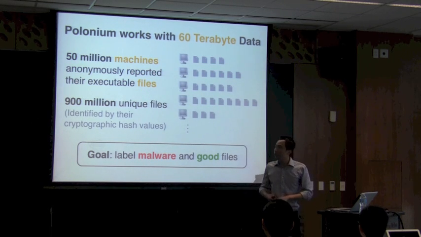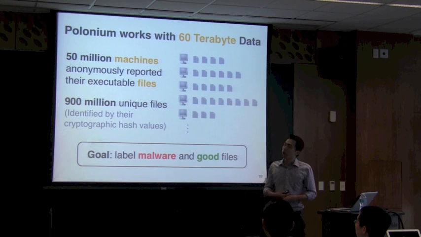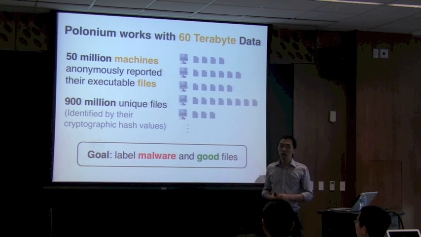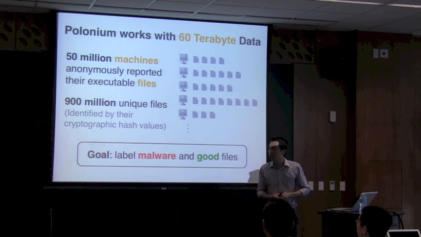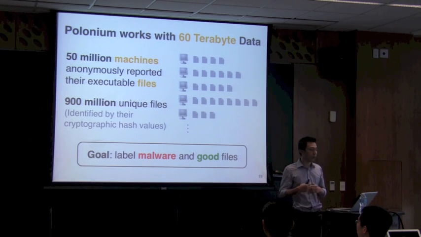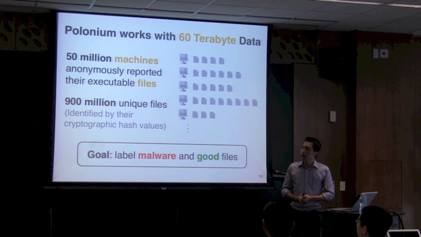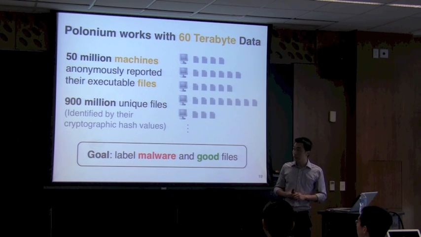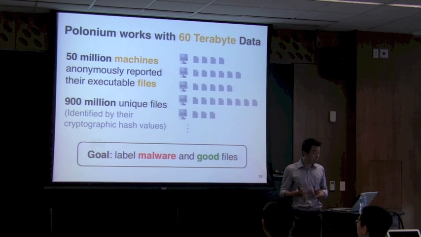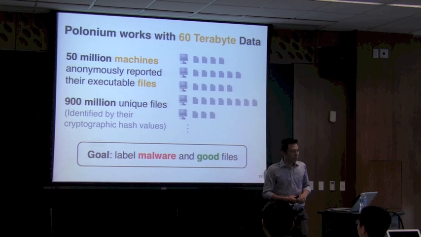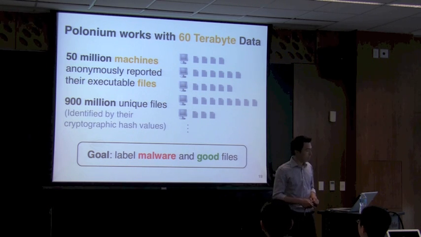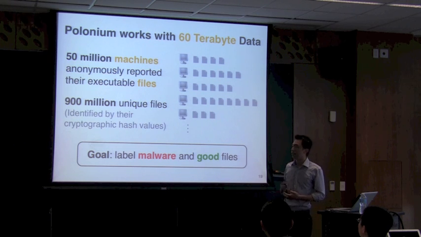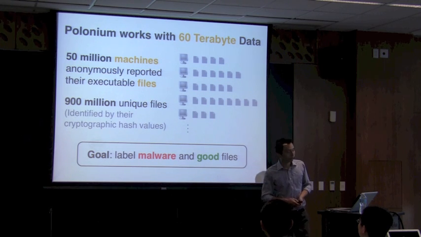I'd like to quickly describe the data that Polonium worked with. It works with over 60 terabytes of data collected from over 15 million machines that anonymously report about their executable files. Each file is uniquely identified by its cryptographic hash, and there are over 900 million unique files in total. Our goal here is very simple: to label malware and good files.